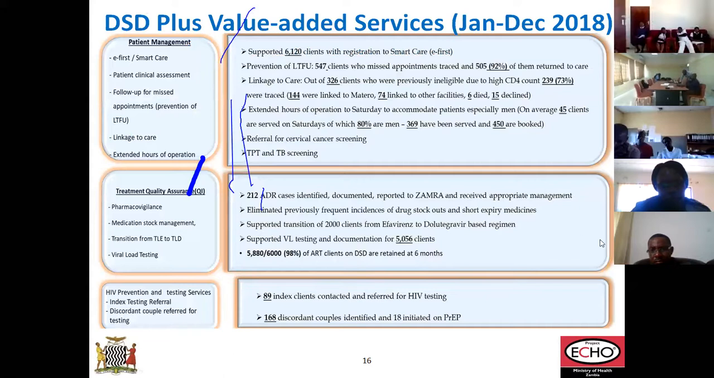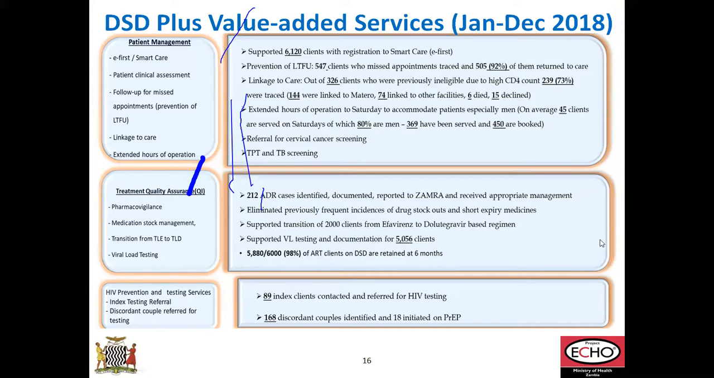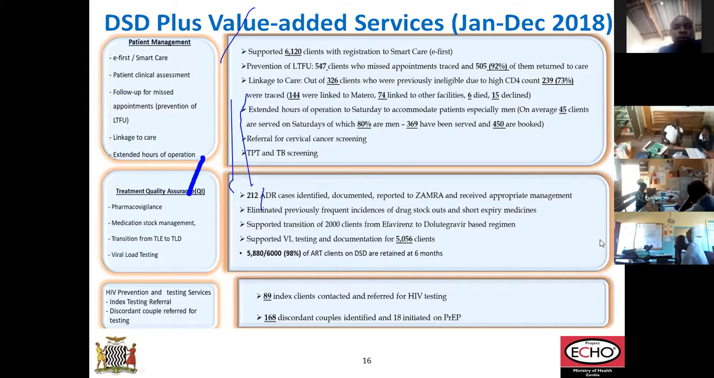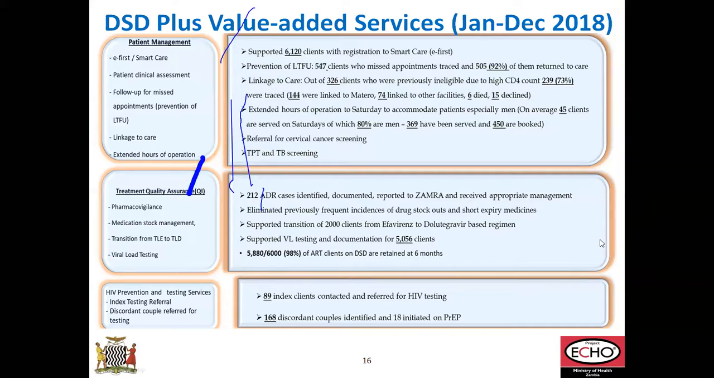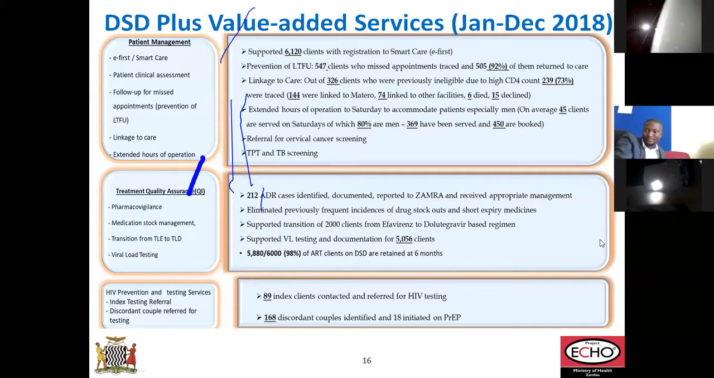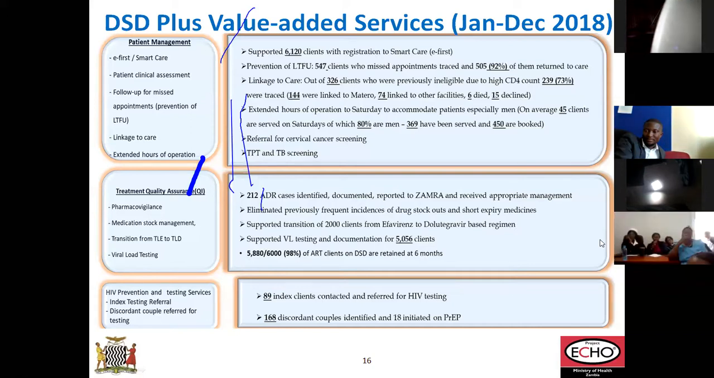Next slide. So this slide is just describing what our value-added services are in terms of patient management and treatment quality assurance for the medication. If you look at patient management, for example, we make sure that in our facilities everybody has a smart card. We ensure that the smart card is updated all the time, because for a number of them either the cards are missing or some of the information has not been updated.